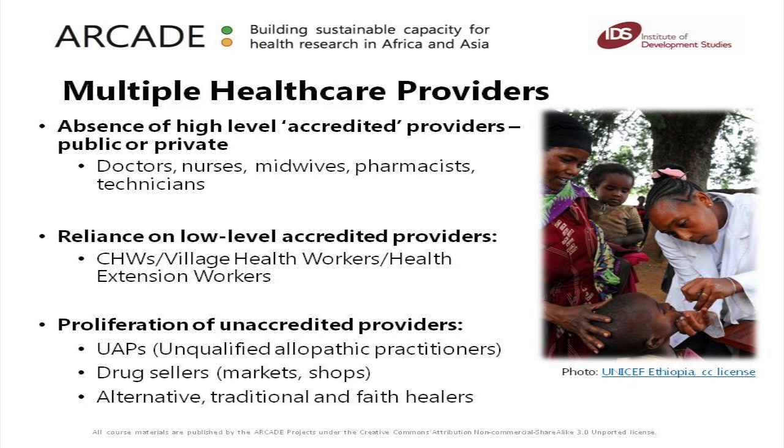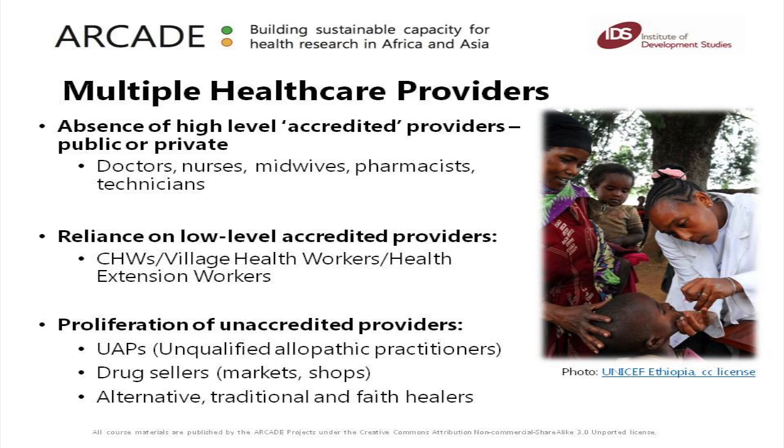Most care in these environments is, of course, provided by unaccredited providers. So we refer to UAPs, unqualified allopathic practitioners. These are people who provide so-called Western medicine, standard drugs that you would find in most countries. You can also go to drug sellers working in markets or in local shops to buy your drugs, or you can go to a whole range of alternative, traditional and faith healers, religious healers and so on.